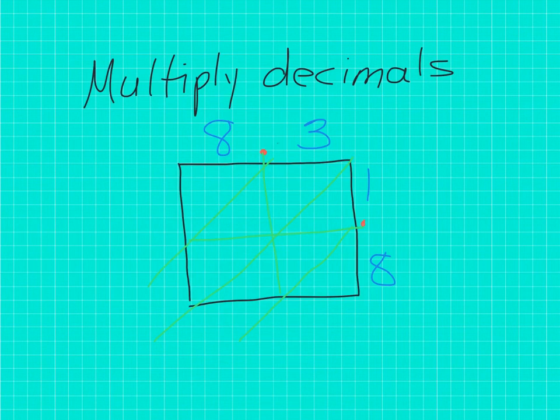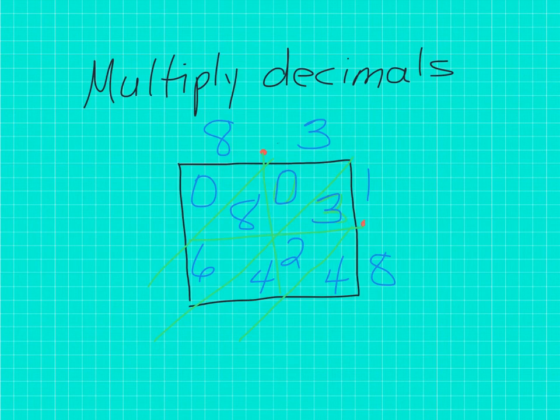So we're going to multiply decimals using lattice multiplication. I've already set up my box for this particular problem, but we're going to walk through a couple more. So the first thing I want to do is just multiply. I can start wherever I want. 3 times 1 is 3. 3 times 8 is 24. 8 times 1 is 8. And 8 times 8 is 64.